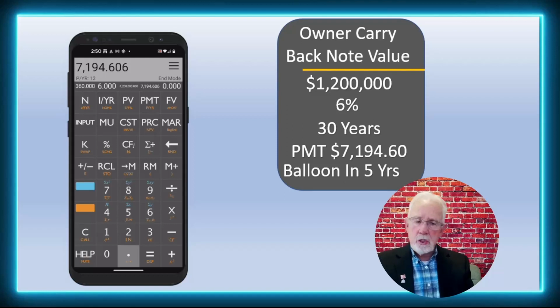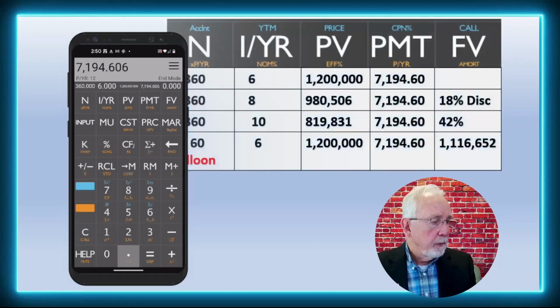Well, you don't have to change everything in the calculator. All you have to do is go put a 0 in that variable, and that will clear it out. Now, my calculator comes out with the same payment. Let's go to the next one.